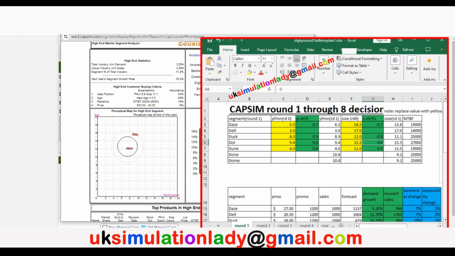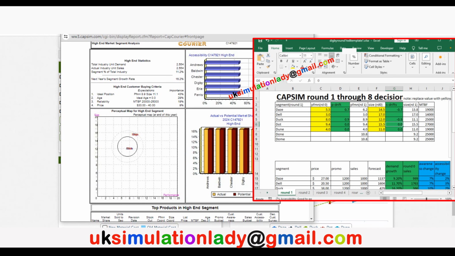1 values. Now, let's check the Capsim Courier Report for the high-end segment to understand customer needs and see if our decisions align with high-end customer requirements for Capsim Round 1. In the high-end segment, the ideal position is the most important factor, accounting for 43% of customer preferences. So incorporating a drift of 0.9 is crucial here, ensuring we offer what customers are looking for.